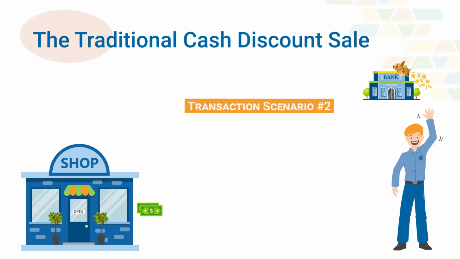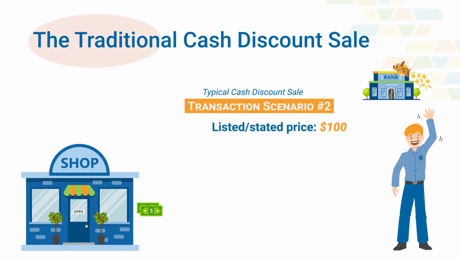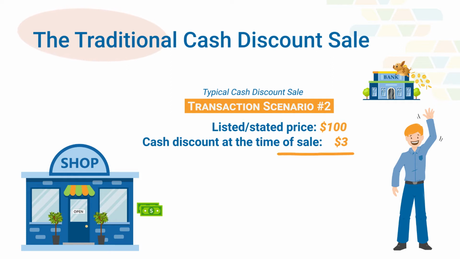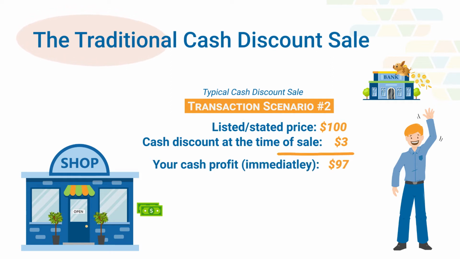Next, let's simulate a traditional cash discount merchant account transaction. With cash discounting in that same scenario, if you offered a customer cash discount at the time of the sale instead of using their credit card, you would just reduce the listed and stated price by $3 and sell it to them for $97 cash. Right there on the spot, by verbally asking your customer if they want to save some more money by paying with cash, you would just reduce the price and you're done. You collect your cash and you're off to the bank. That is the cash discount, that $3.